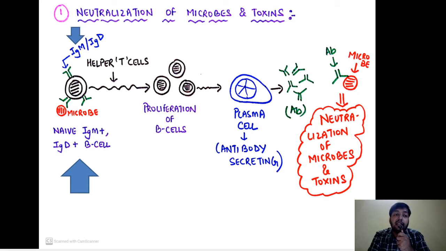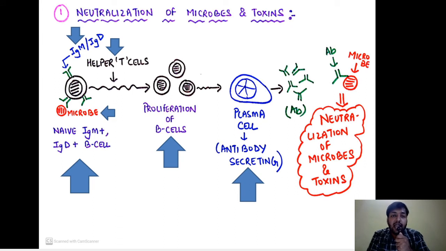So these are the B cell receptors in an immunologically inexperienced B cell, meaning one that has not encountered a microbe. Once they encounter a microbe, they stimulate the helper T cells, and helper T cells in turn activate them and lead to proliferation of these B cells, as well as differentiation of these B cells into plasma cells. And the plasma cells are antibody secreting, so they produce antibodies.